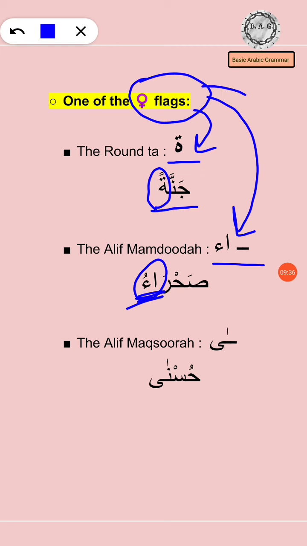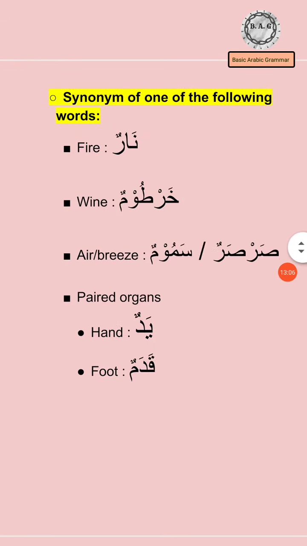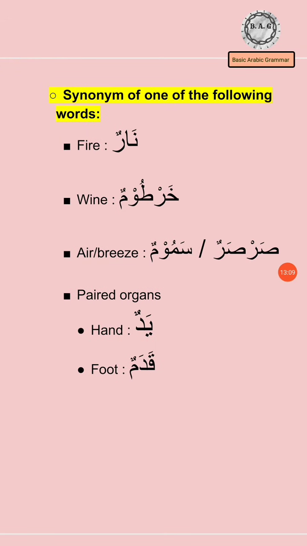The third flag is this thing here, which we are familiar with, and it is called alif maksura. An example is husna. What do I see with this? I see this long alif, which we call khari zabar, and along with this we have this ya. So husna, for example. So these are the three flags that show that an ism is feminine. Now the third situation: synonym of one of the following words.